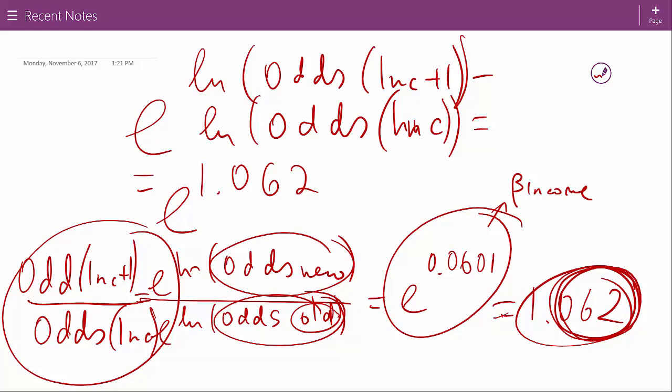Is it obvious? If one number divided by another number is equal to 1.062, it means that the higher number is 6.2% bigger than the lower number. Agree? And that happens if my slope is positive, right? The odds are going up. What did we discuss about the negative slopes? The negative slopes reduce the odds, right? Reduce the probability. So let's do the same trick with one of the variables that has a negative slope, okay?